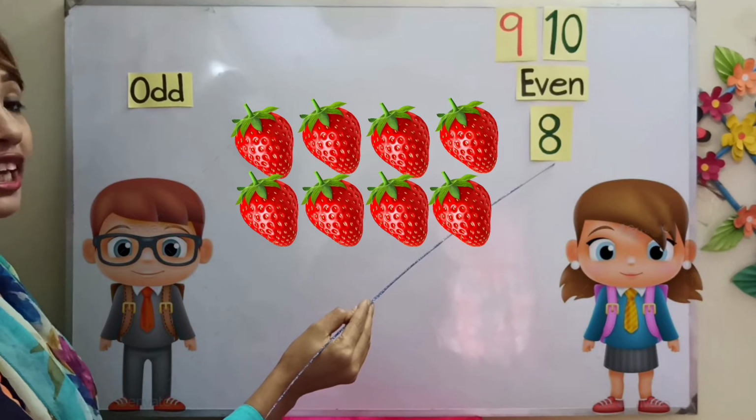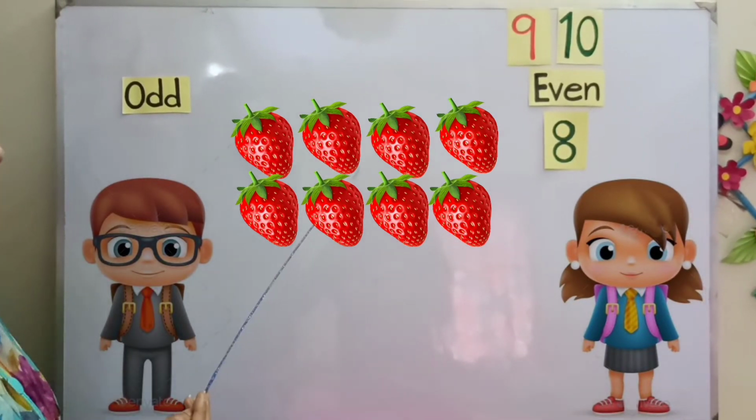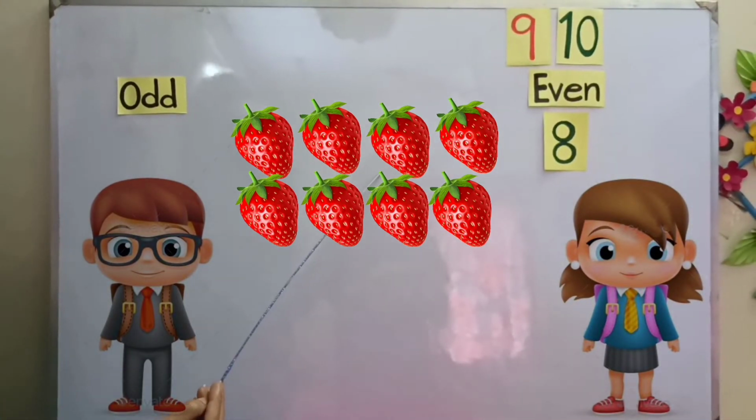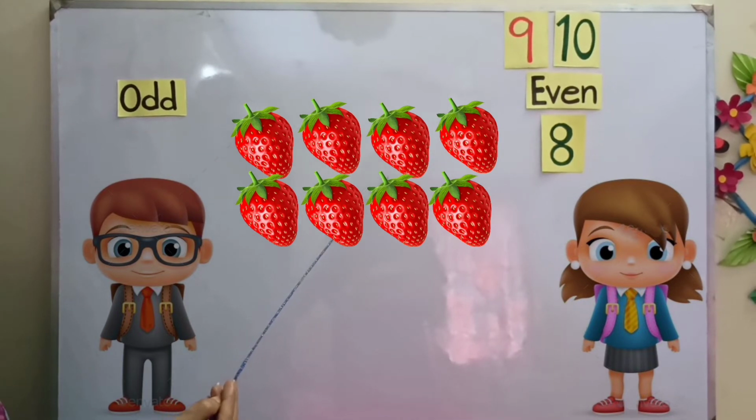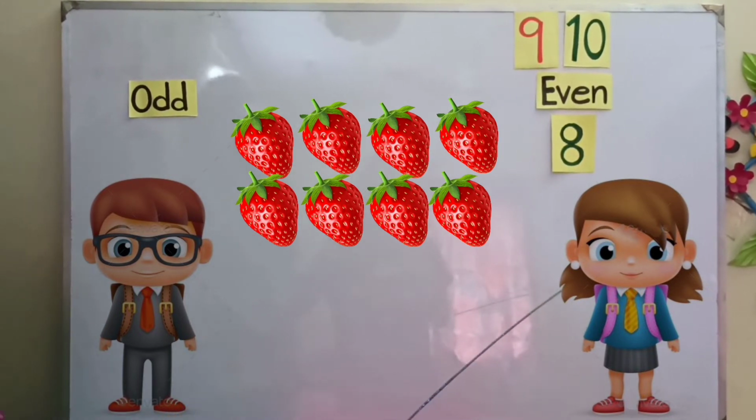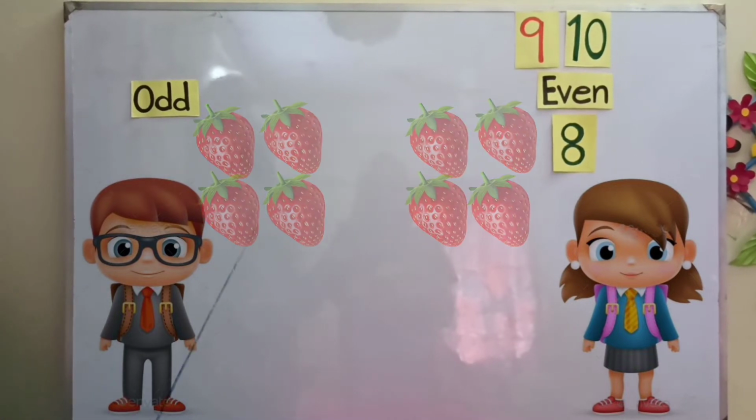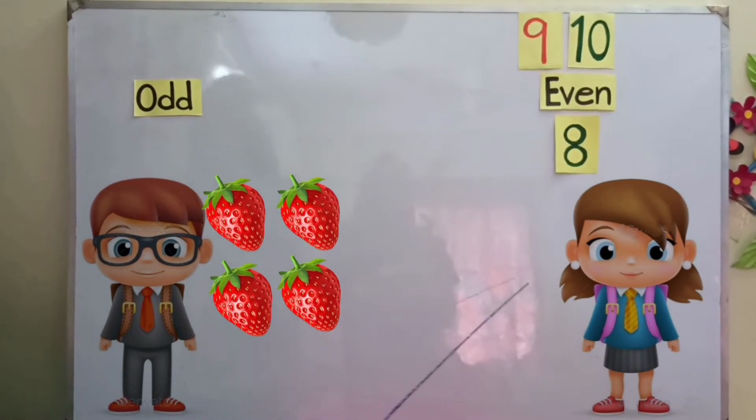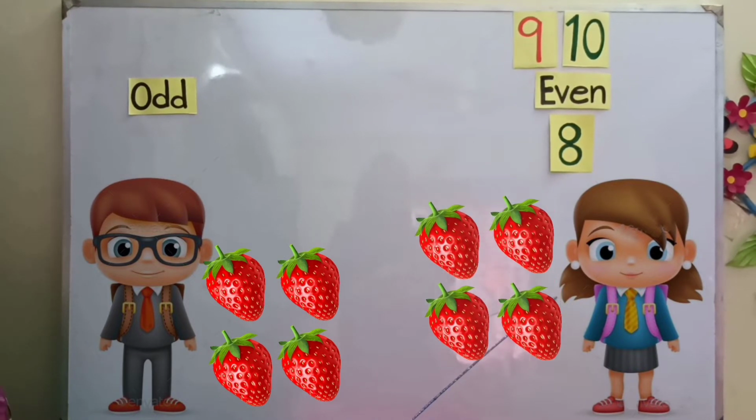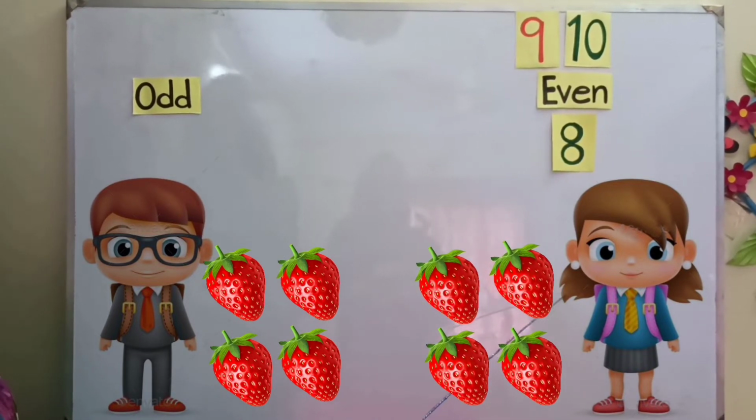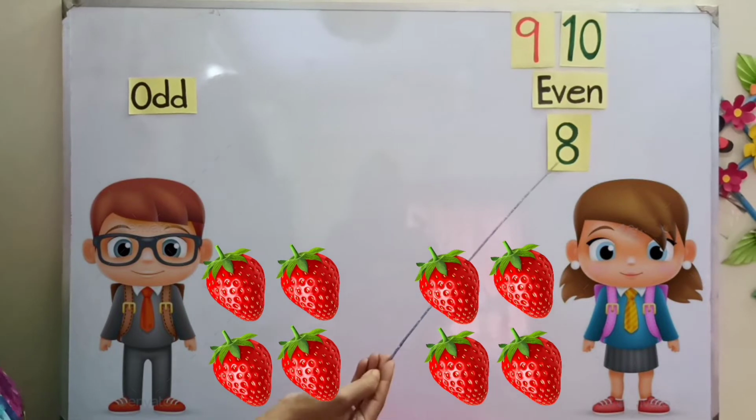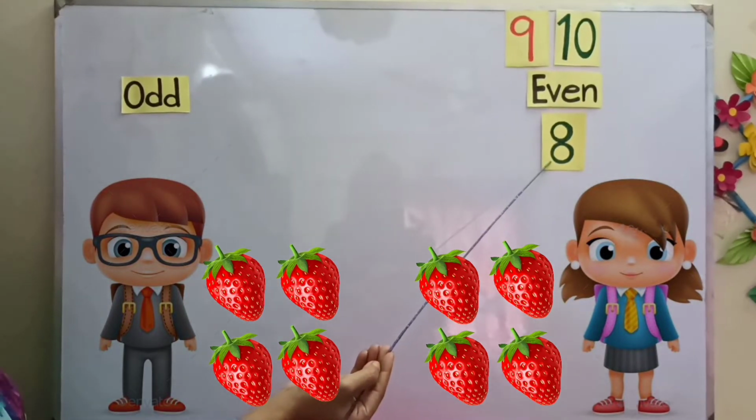8 is an even number because the 8 strawberries I can share easily among these 2 children, Tony and Molly. So, Tony is getting 4 strawberries and Molly is getting 4 strawberries and they are making into a pair. So, 8 is an even number.